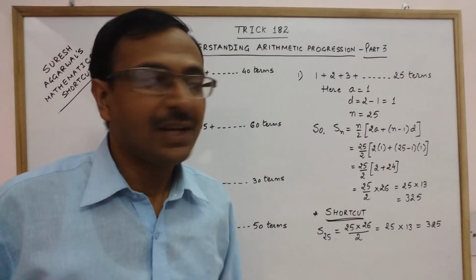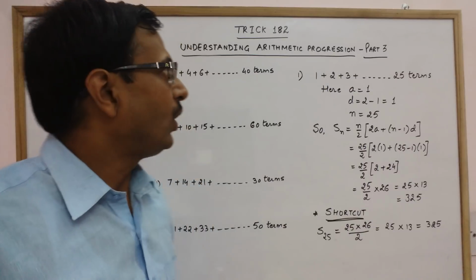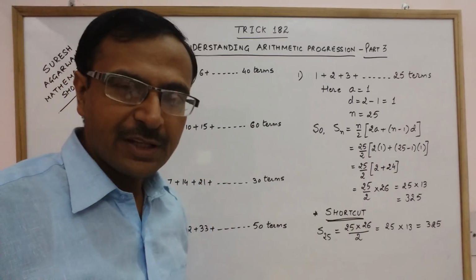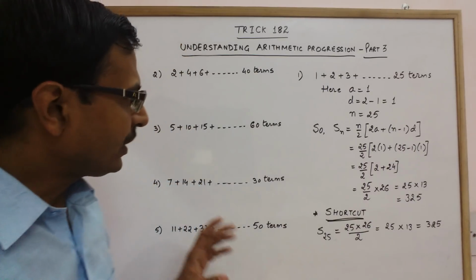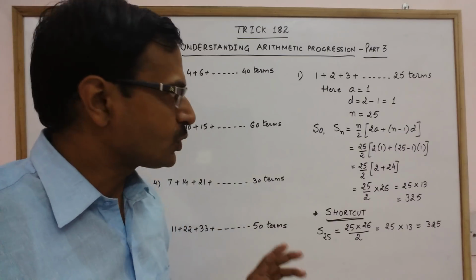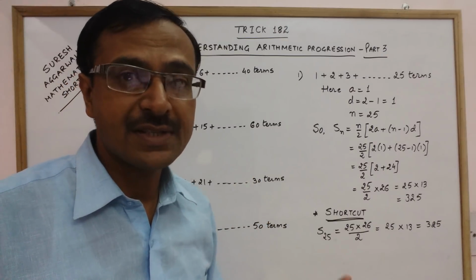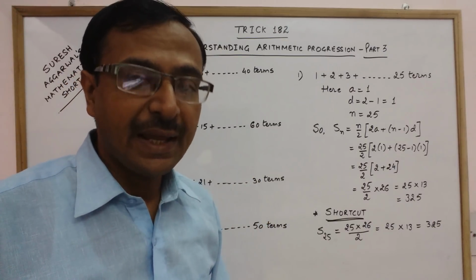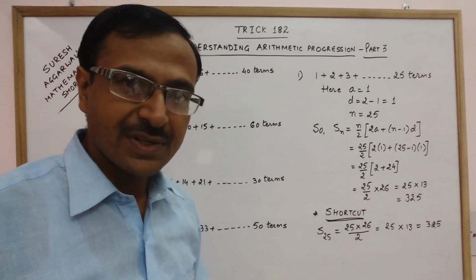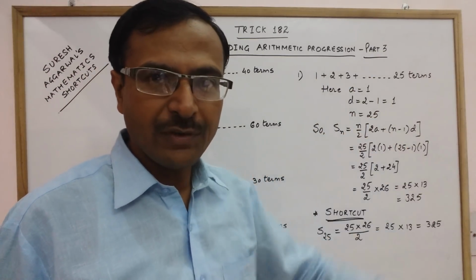Hello dear students, in trick number 182 we will continue one more method in the chapter of arithmetic progression. Now in this particular video I am going to solve some problems based on the sum of first n natural numbers. Now we all know that natural numbers are 1, 2, 3 and continue up to infinity.